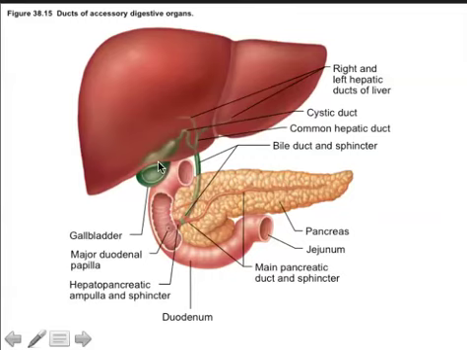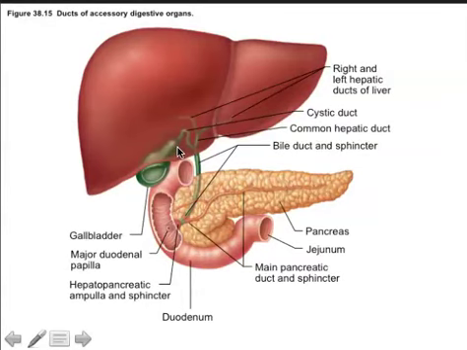And this is just a peek at the liver, the gallbladder, and the duodenum working as a team. These aren't anything that we haven't already talked about. You should know where the right and left hepatic ducts are. They bring the bile that the liver makes down into the common hepatic duct, which dumps into the cystic duct, and in the gallbladder, that's where the bile gets concentrated.